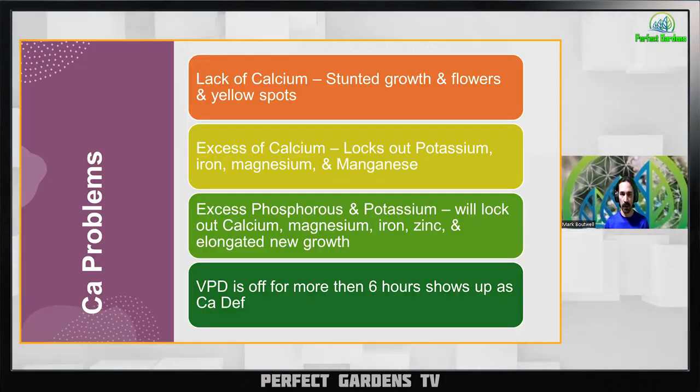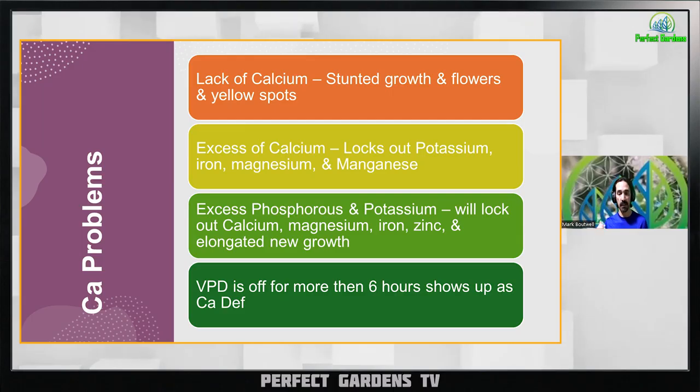So let's go real quick though and talk about quick identifiers you need to understand about when problems arise with calcium. First, if you have a lack of calcium, you're going to have stunted growth and your flowers are going to be stunted. You're also going to possibly see yellow spots. And if you have an excess of calcium, it locks out potassium, iron, magnesium, and manganese, right? So if too little, it's going to stunt it. And if you have too much, it's going to lock other things out.